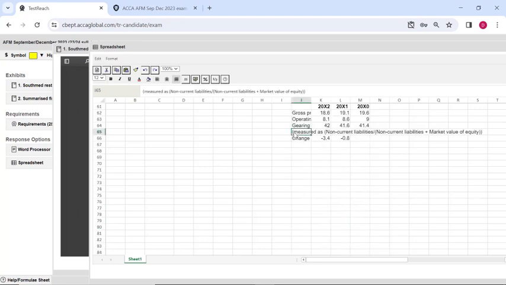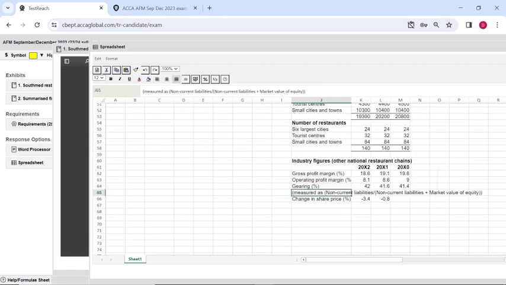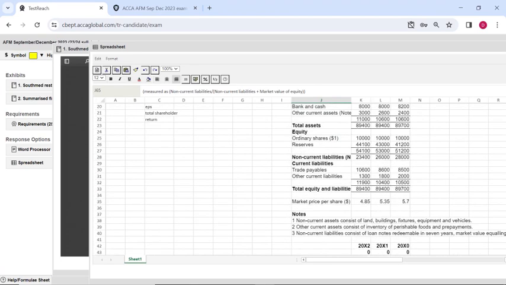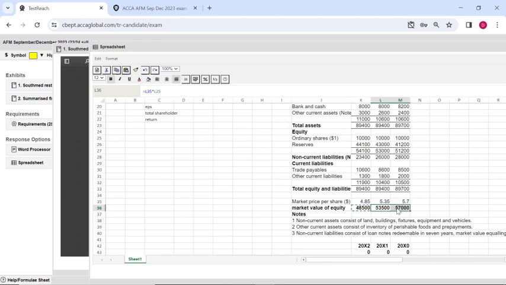So just expand that. We're given the gearing as non-current liabilities over non-current liabilities plus the market value of equity. So I need to calculate the market value of equity, which I'll just do in here. And that's going to be a fairly straightforward calculation. It's the market price of the shares multiplied by the number of shares. And they're $1 shares, so I can just take the ordinary share value given here and copy it over.